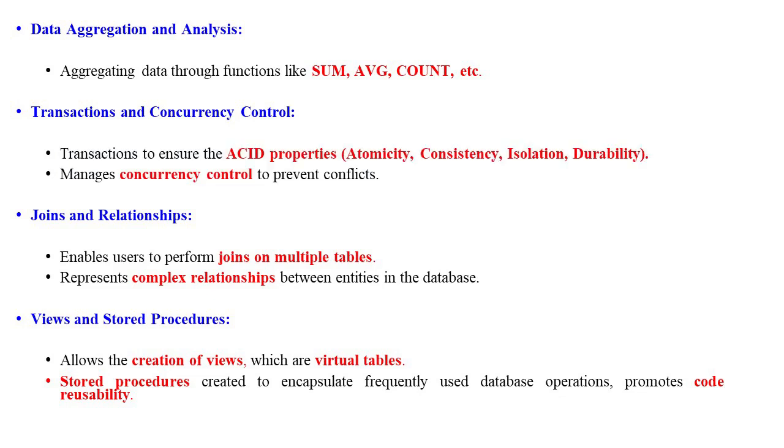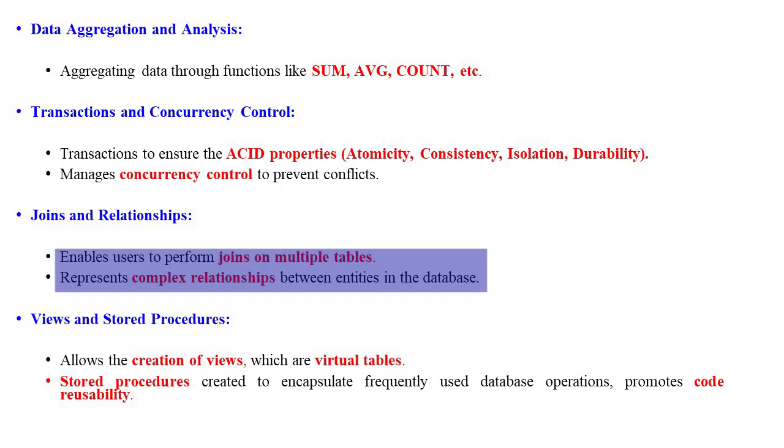Joins and relationships. Database processing enables users to perform joins on multiple tables, combining related data into a single result set. So data from multiple tables are combined to get the output. It facilitates the representation of complex relationships between entities in the database.